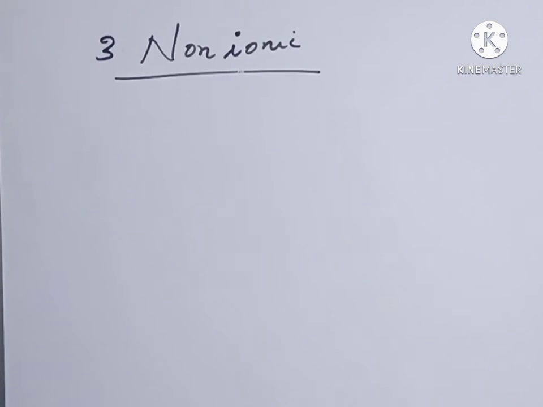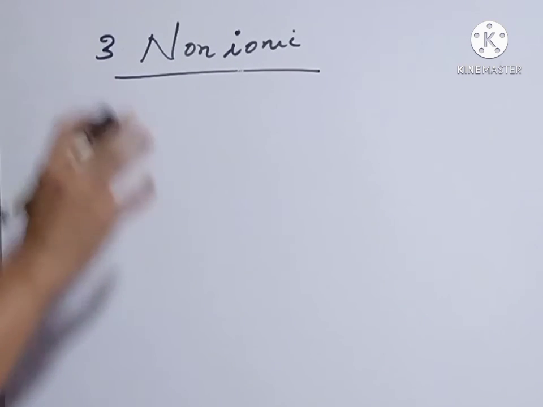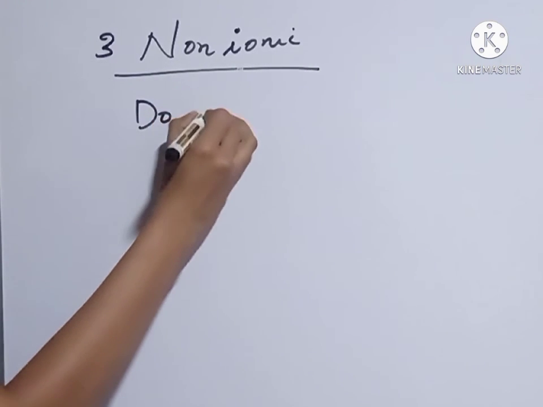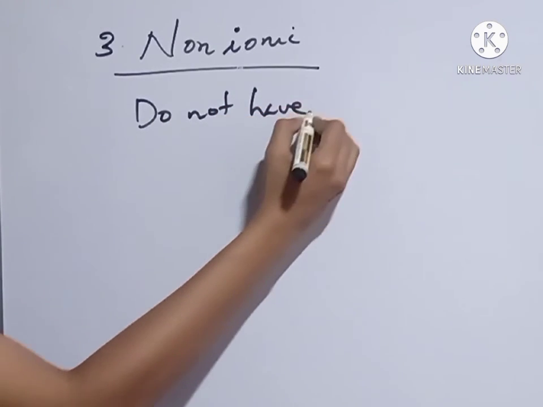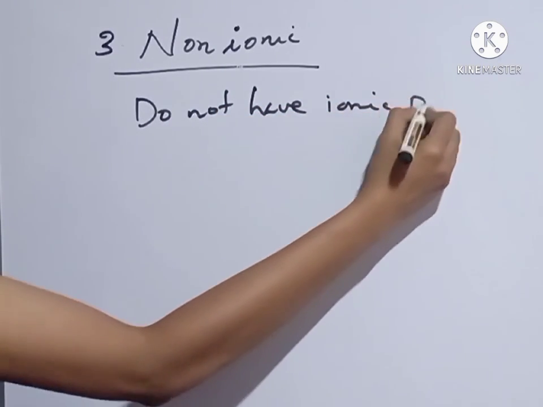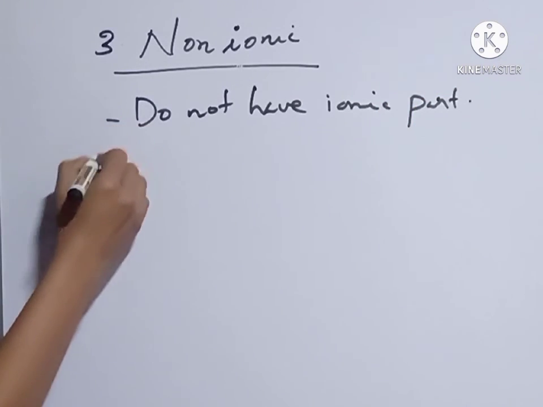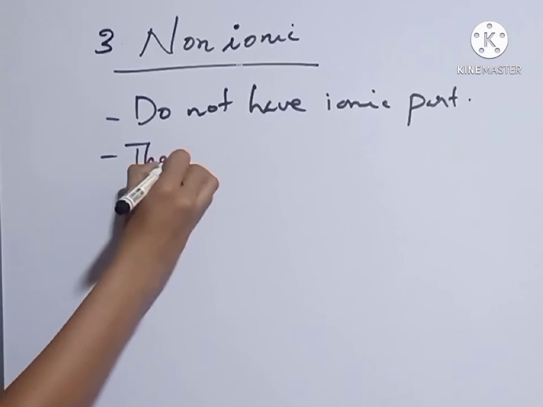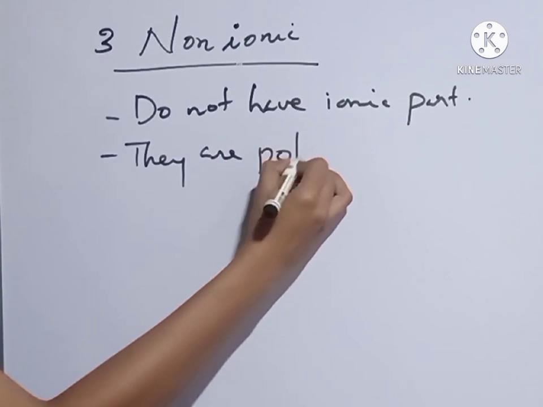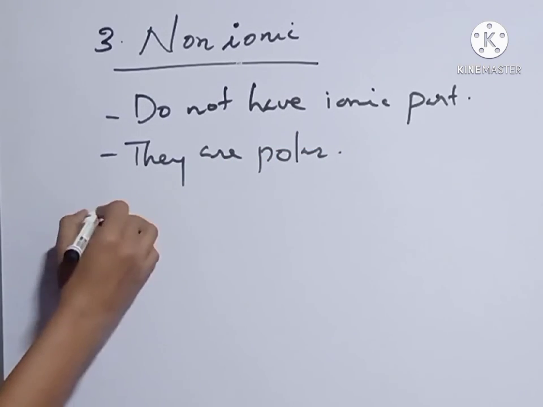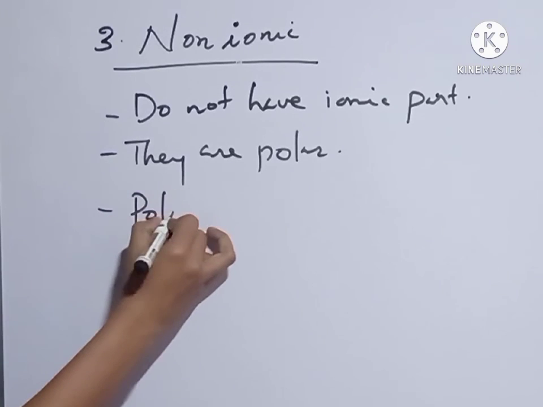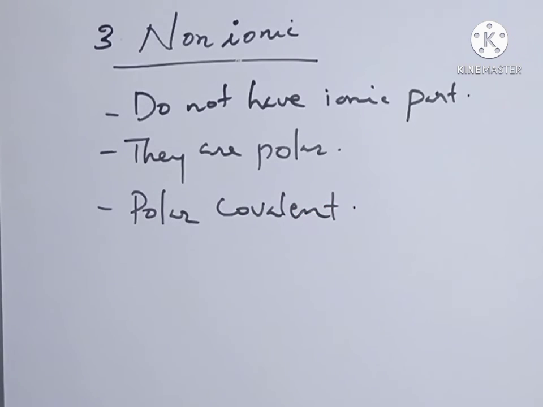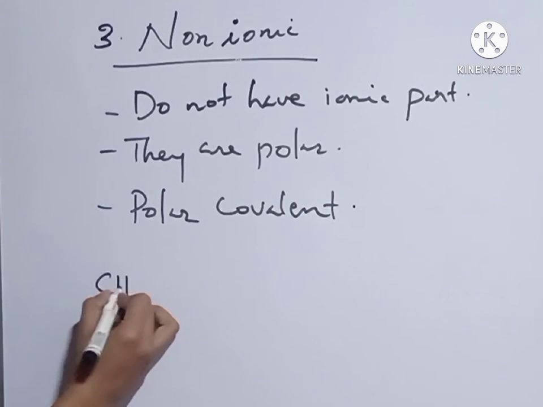The third one is non-ionic detergents. Here, these detergents do not have any ionic part, but they are polar. So we can say these are polar covalent molecules.